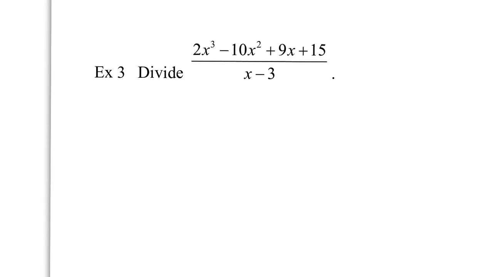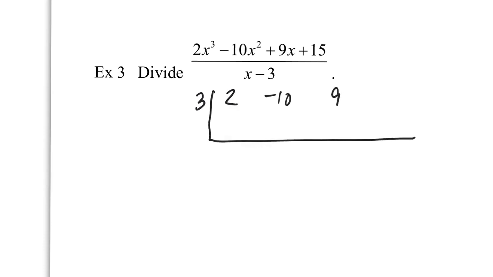For examples 3 and 4, this is video number 2. For examples 3 and 4, I'm going to just have you work through those. I could walk you through the setup really quickly for example 3. If you set up 3 and then put your coefficients, -10, 9, and 15, and then just do your thing. Just bring this 2 down, start multiplying and adding, and go ahead and do that yourselves.